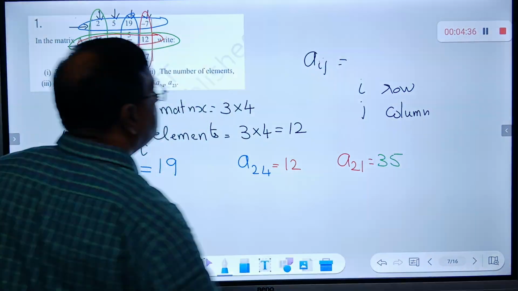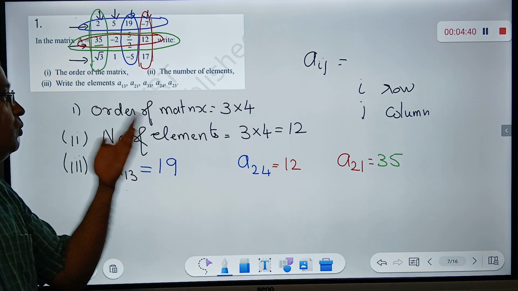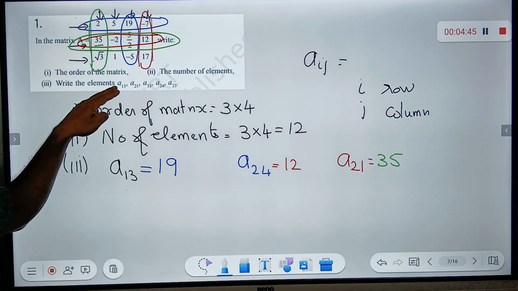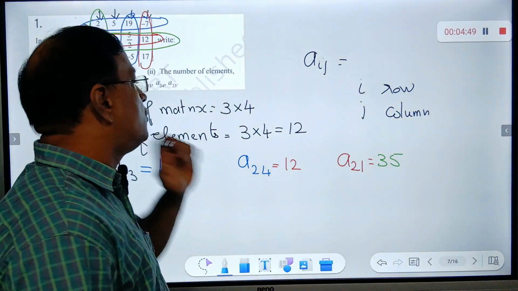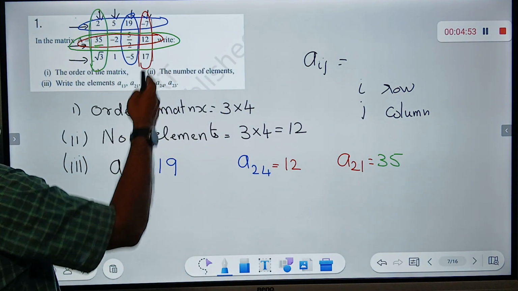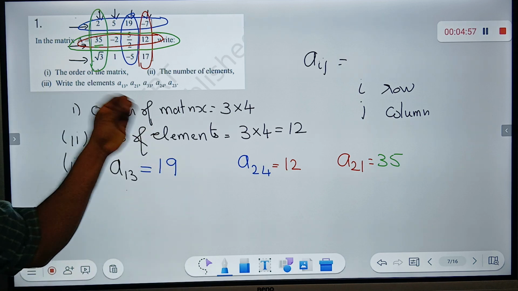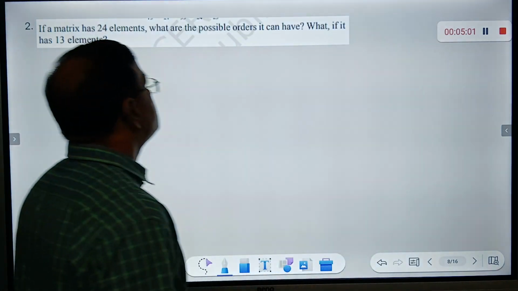So it's very simple to understand. This is how you identify the elements. When I say A21, it is second row, first column. If it is A33, third row, third column. A24, second row, fourth column. So I think you can do the remaining. I have done 3 parts for you, you can do the other 2. I hope this is clear. Very simple question from NCERT. Let's go to the next question.